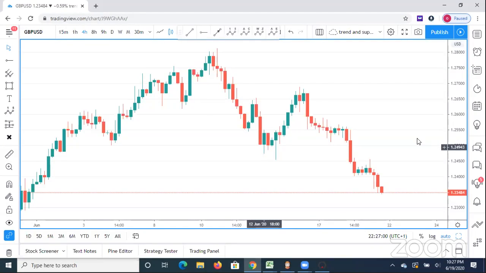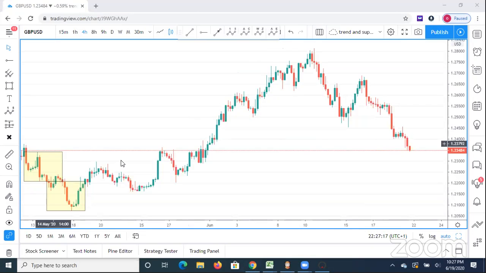Back to the questions. Okay, does order block work in a ranging market? Well, institutional order flow, unfortunately, is a trend following strategy.